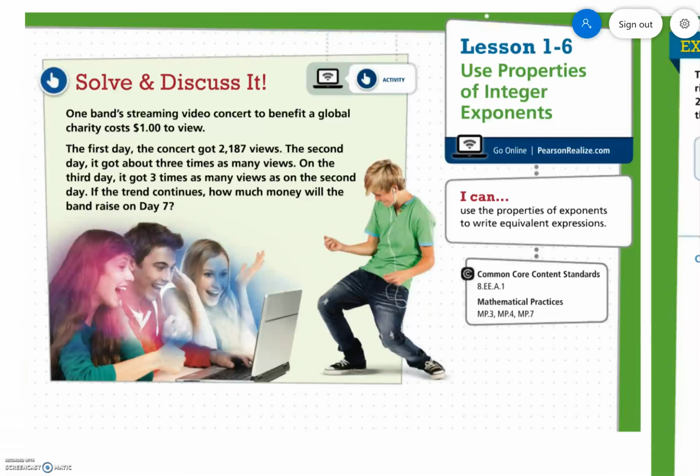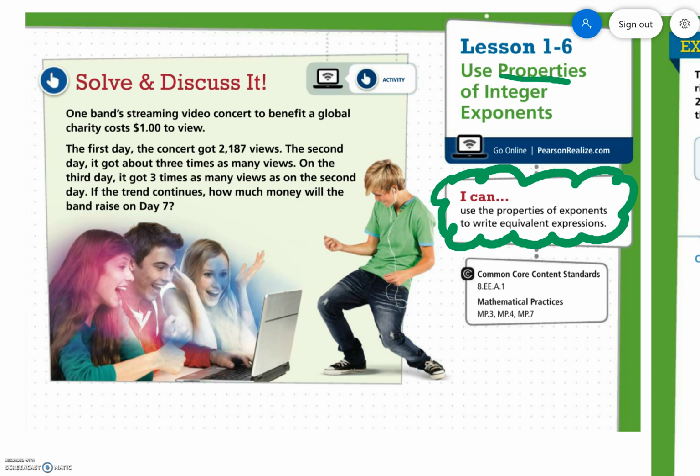Today we are going to use properties of integer exponents. So by the end of the lesson, you will be able to say, I can use the properties of exponents to write equivalent expressions. Today we're only going to do the first half of the lesson because there are 4 properties, and I only want to do 2 at a time so we can really focus on each of the properties. So let's try this, solve, and discuss it.